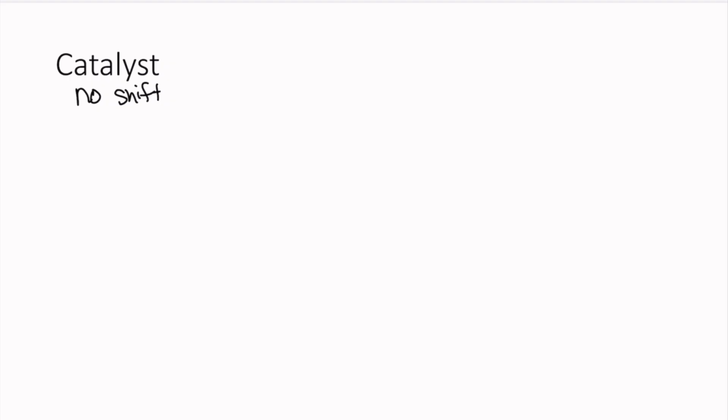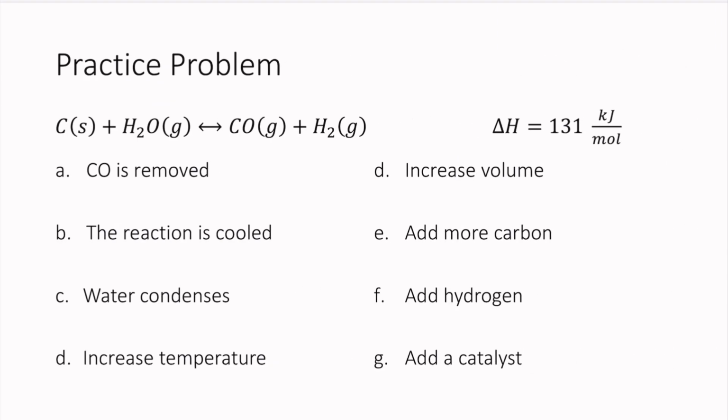All right, let's look at an example. We have the reaction of carbon with water vapor yields carbon monoxide and hydrogen gas. And then we have delta H is equal to 131 kilojoules per mole. Now, go ahead and pause this video, see if you can do some of these on your own, and then you can come back and check your answers.